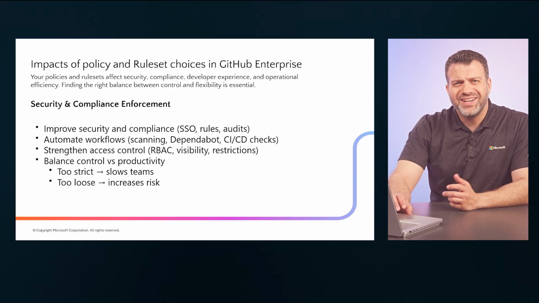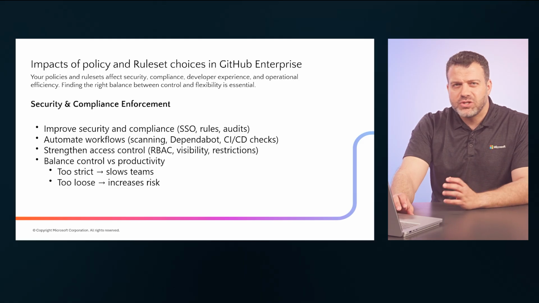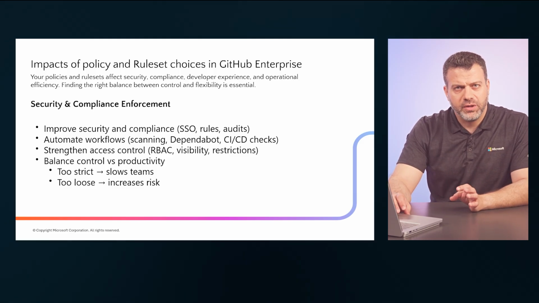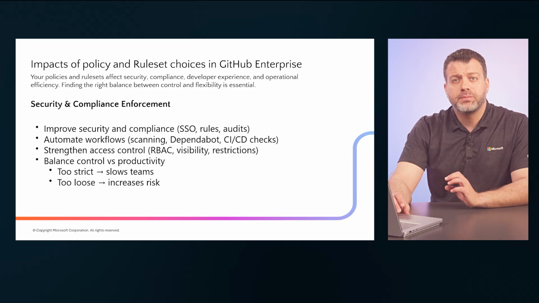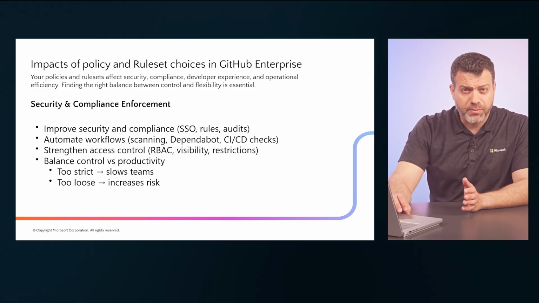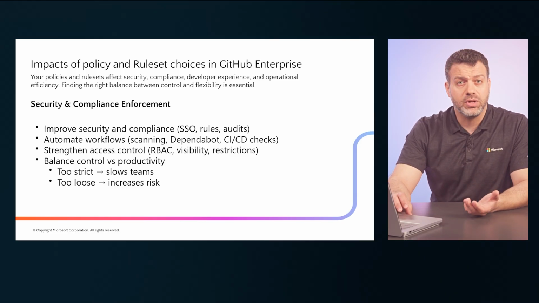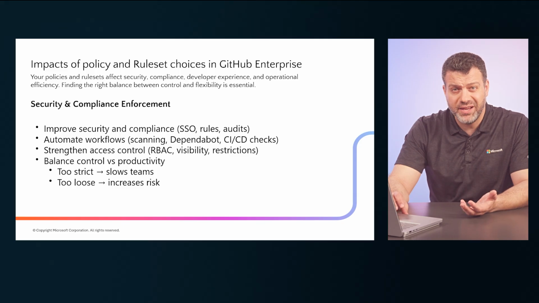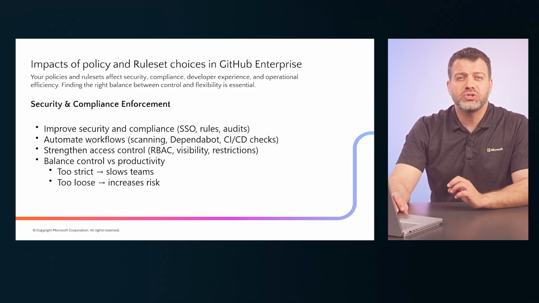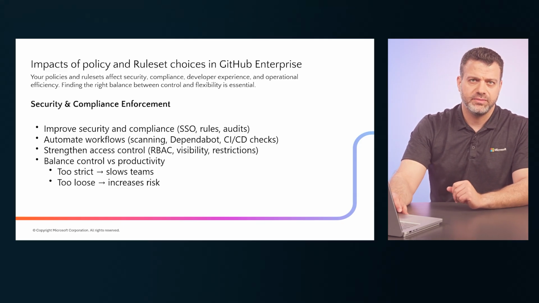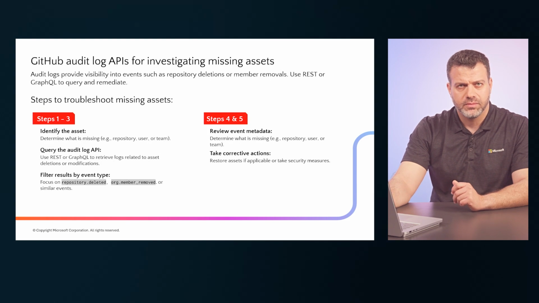But here is where it gets interesting. There's always a trade-off. If your policies are too strict, developers slow down. Too many approvals, too many blockers. If they are too loose, you expose your organization to risk. Blocking all force pushes is great for history integrity, but can slow down urgent hotfixes.